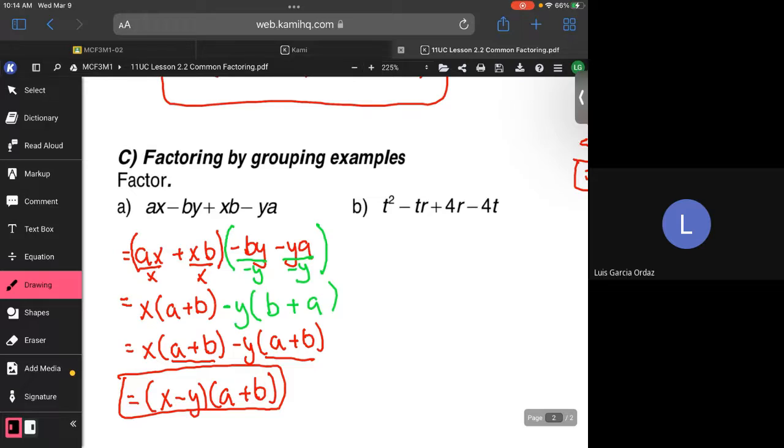Olivia? Because when I factored out my negative y, that means I'm dividing every single term by a negative. So you get a negative divided by a negative, which gives me a positive answer. Would it matter if you put a plus b and then x minus y? No, it doesn't matter. You can have a plus b then x minus y, or x minus y, a plus b. Doesn't matter.